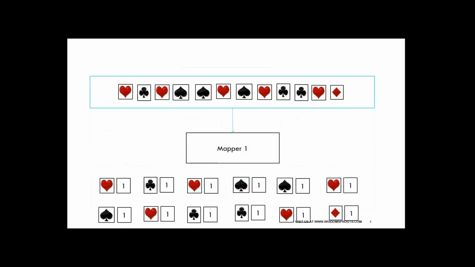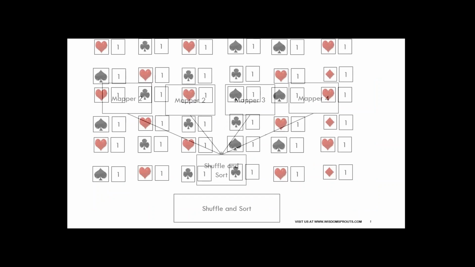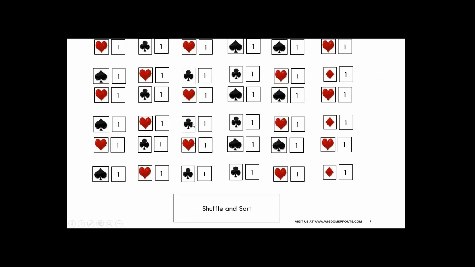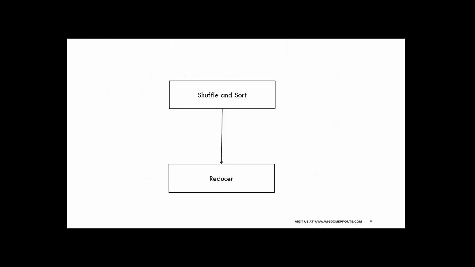So now what happened next? Each block was given to a mapper and the mapper gave output something similar to this. This happened with all the mappers and then all the output of the mappers was given to the shuffle and sort. This is the kind of input that the shuffle and sort received from all the mappers, and then the shuffle and sort shuffled it, sorted it together, and gave an output something similar to this.